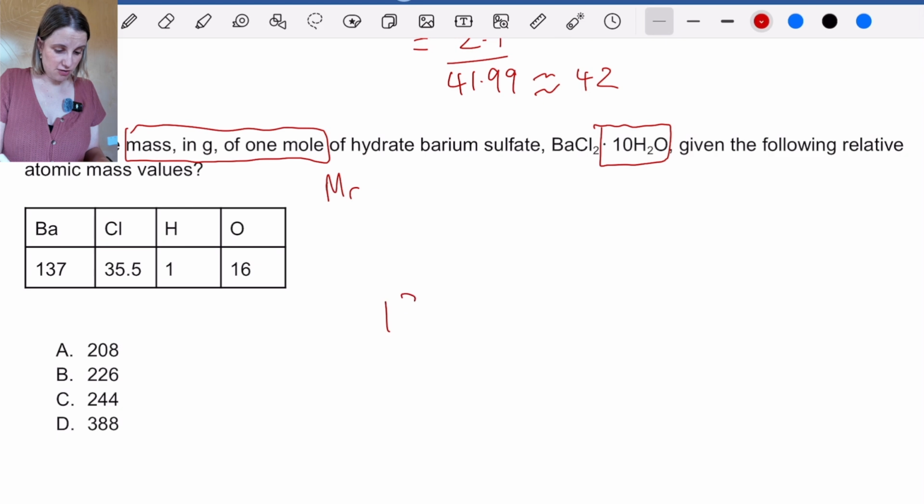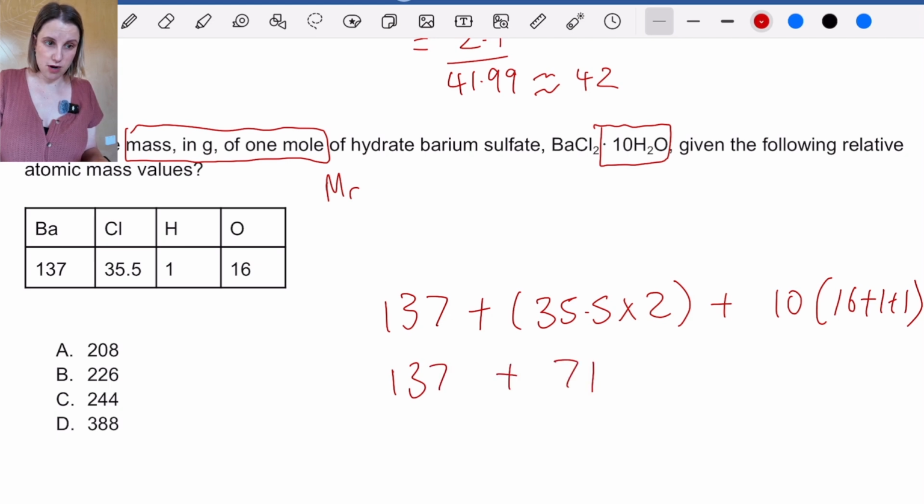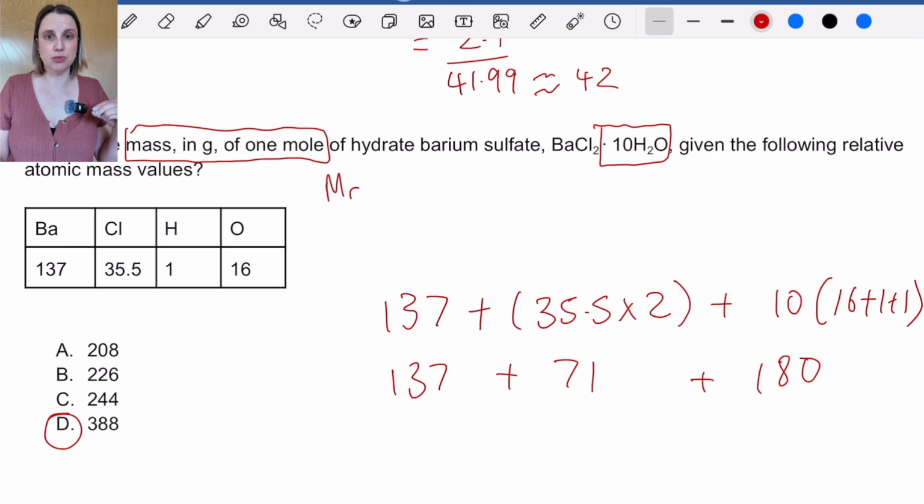So really we're going to have to do the 137 plus 35.5 times 2 plus, we've got 10 of the waters, so 16 plus 1, so 18. So overall, this is giving me 137 plus 71 plus 180. The only number that makes sense that's big enough to fill that is this one at the bottom. I don't need to fully calculate stuff to be able to work out the answer to this sometimes. You're just looking at the numbers, you're like, oh yeah, that's definitely over 300. So it must be D. We're moving on.